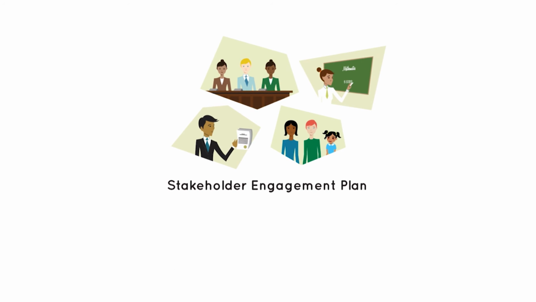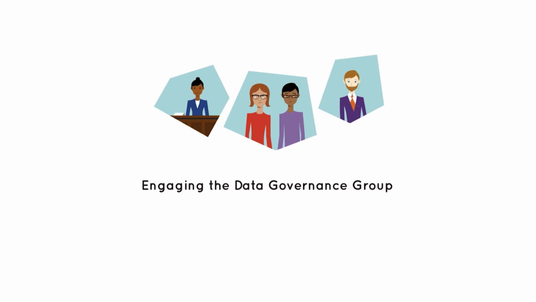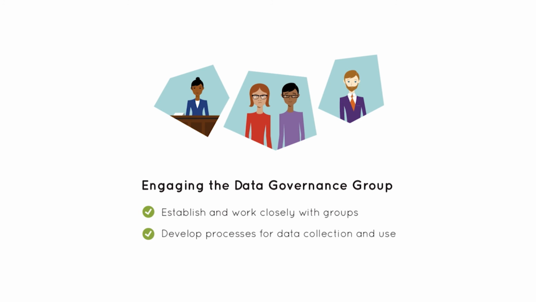It's important to develop good communication with each group. A stakeholder engagement plan should identify stakeholders and their reasons for involvement in the data system, and outline methods and timelines for engaging them. To engage the data governance group, data system leadership help establish and then work closely with groups and committees to develop policies and processes for data collection, integration and use, and respond to questions and situations that arise.